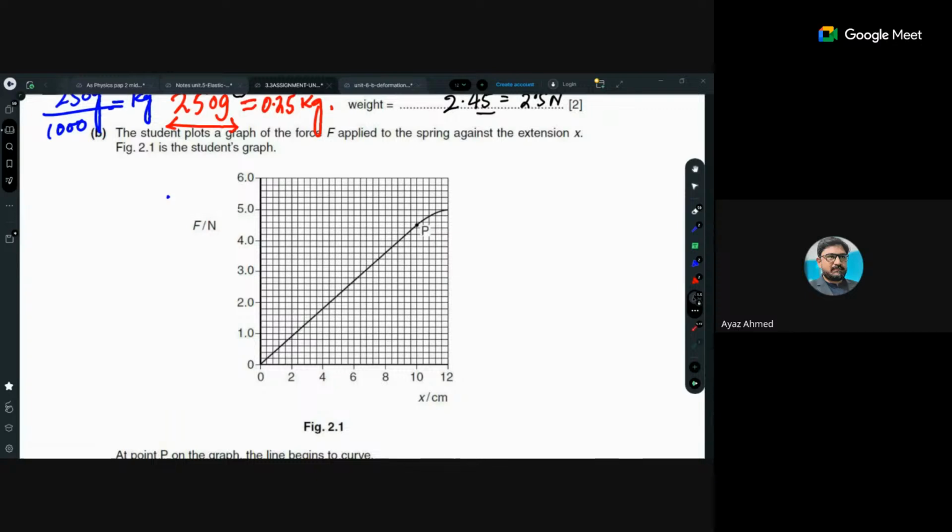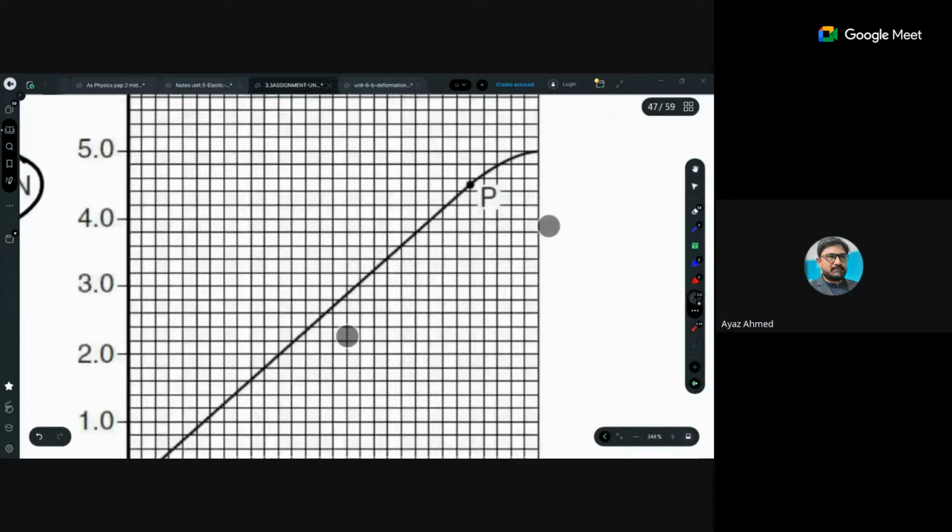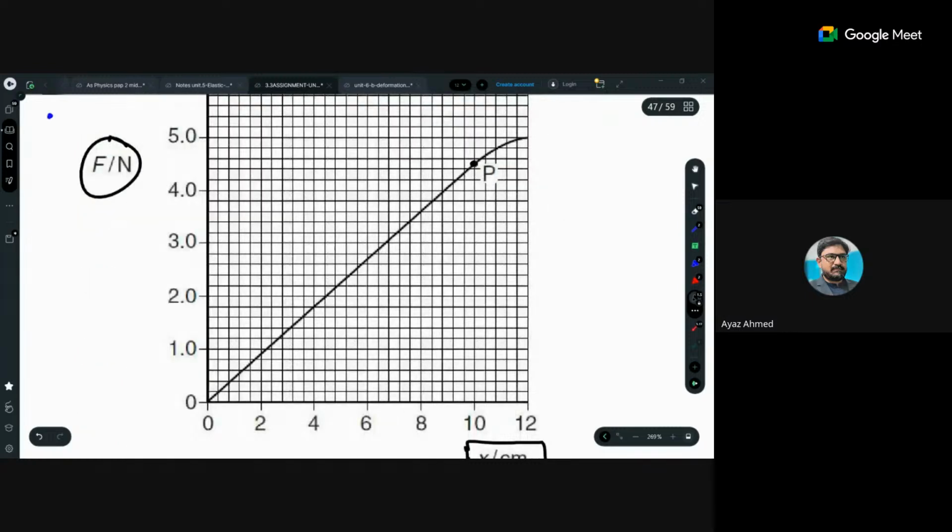a student plots a graph of the force F applied to the spring against the extension X. Figure 2.1 shows the student's graph. This is force along the y-axis and extension along the x-axis. It says that at point P on the graph the line begins to curve. State the name given to that point. So what is the name of that point where the graph starts bending? Limit of proportionality. Very good.